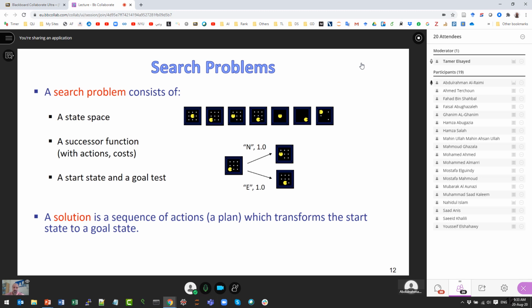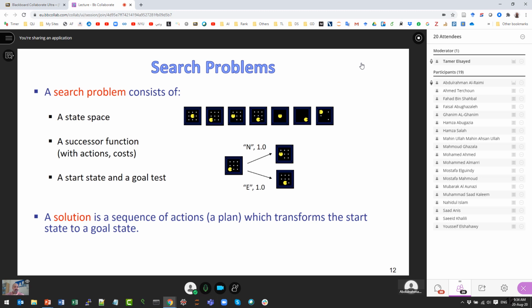Yes, it has to be. Yes, it is general. It is one function that can take any state and provides the possible actions on that state.